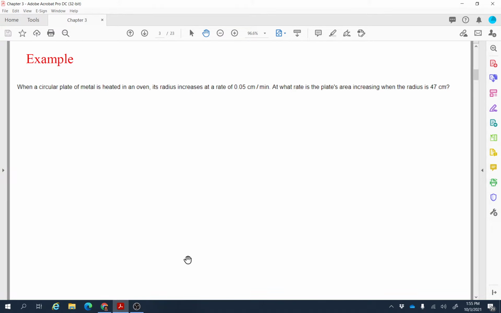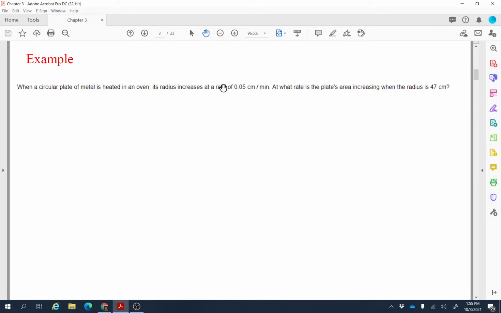So let's say first example: a circular plate of metal is heated in an oven. Whenever we heat the metal, the size of that metal would expand. Now in this problem, the radius of that circular plate is increasing at a rate of 0.05 centimeter per minute. At what rate is the plate's area increasing when the radius is 47 centimeters?